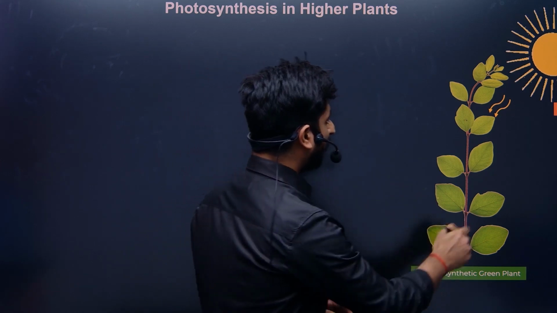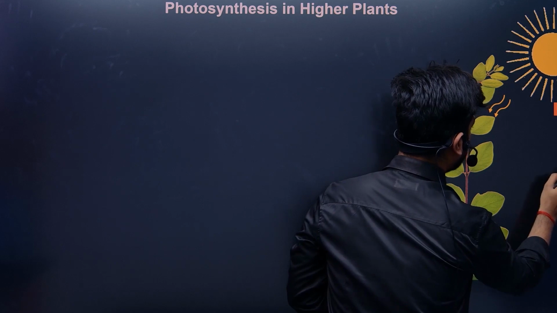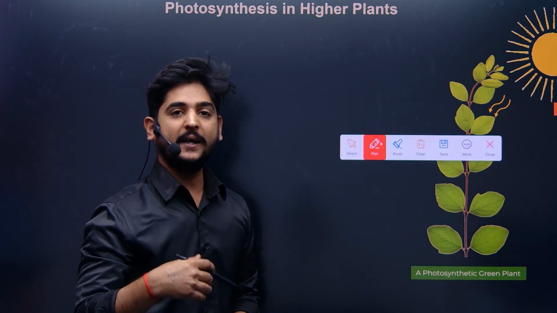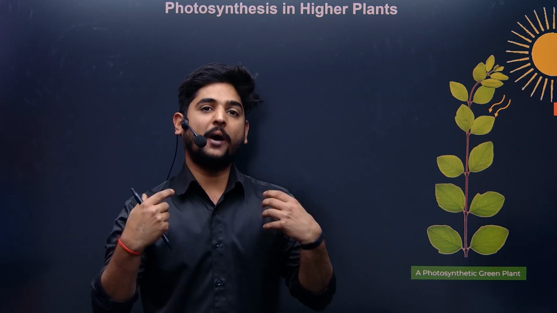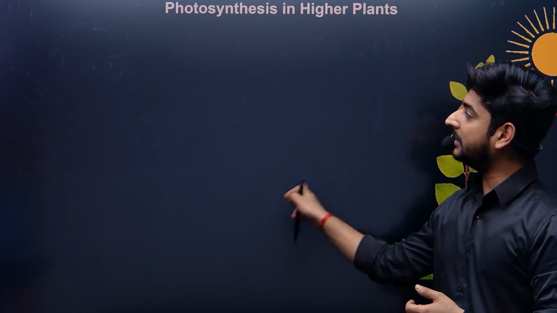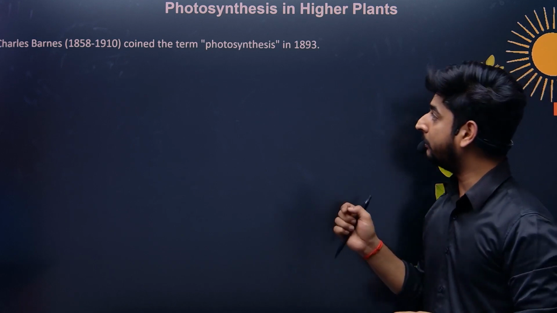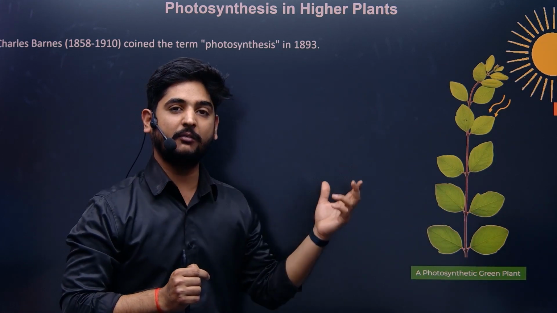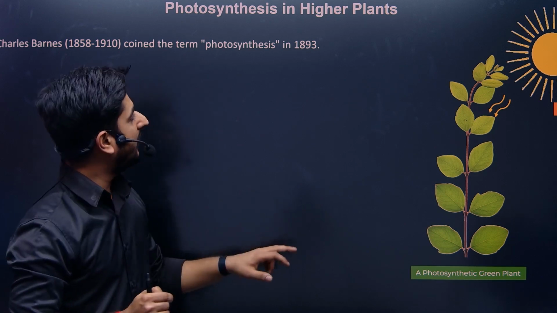The word photosynthesis is made up of two words. Photo, that comes from the word photon, which means light, and synthesis, which means to manufacture complex organic food substances. So the term was given by Charles R. Barnes in 1893. So the term photosynthesis was given by Charles Barnes in 1893.